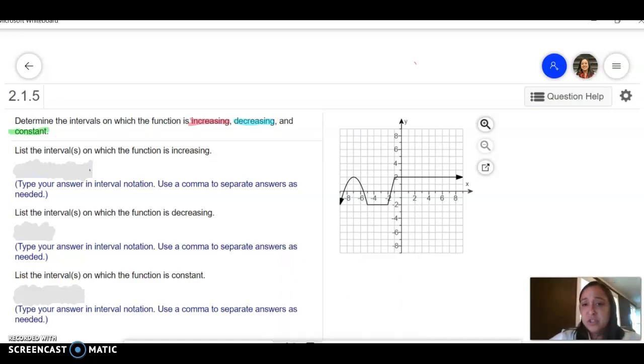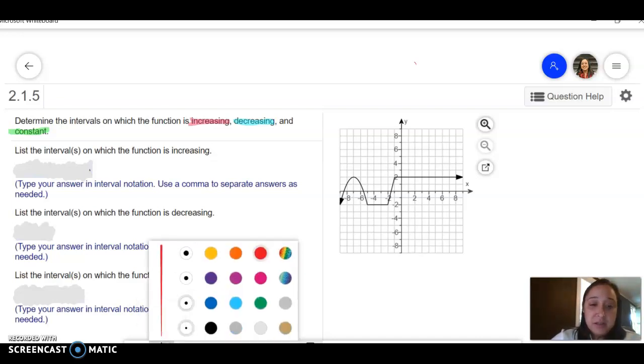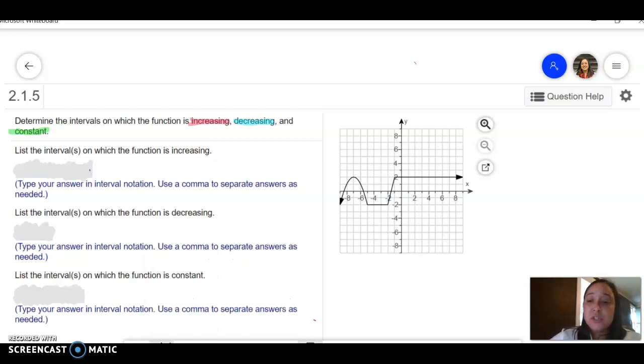So what I want to do is maybe let's discuss this function first. Let's kind of break it up into these particular intervals, and then we can actually write the answers down in the form that they want. So in red, I'm going to make my pen just a tad bit thicker. Okay, so I want to determine where this function is increasing.